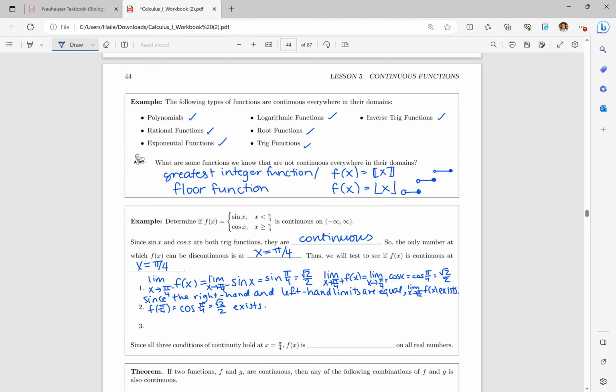Okay, and then finally for step 3, we just need that the limit is equal to the function value. So the limit as x approaches pi over 4 of f of x, we found in step 1 was equal to root 2 over 2, but that's also equal to the function value at pi over 4. So that's good. That third condition holds. So since all three conditions of continuity hold at x is equal to pi over 4, f of x is continuous on all real numbers.